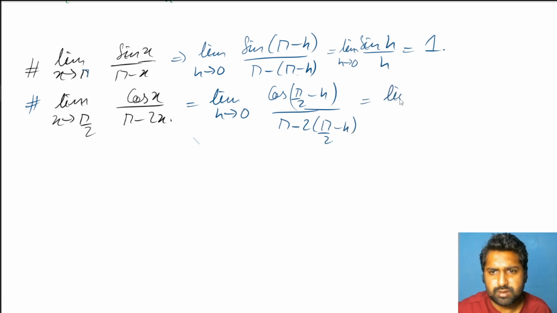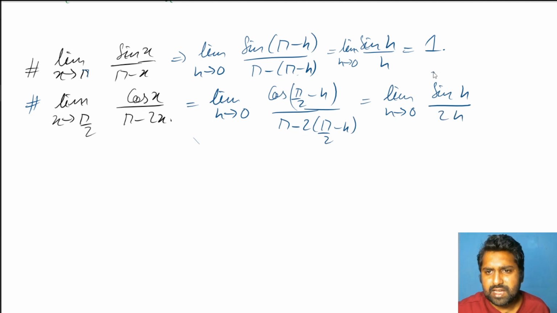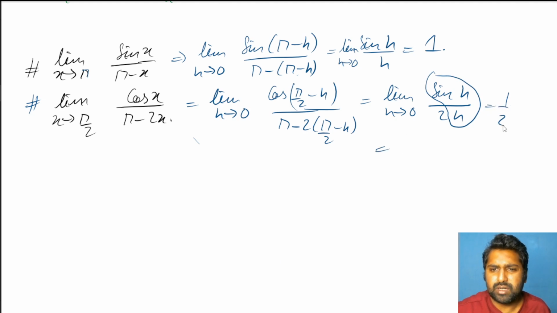This becomes limit h tends to 0. Cos 90, pi by 2 is 90, so cos 90 minus theta is sin theta, meaning sin h, upon this when multiplied by 2, pi will cancel, and negative 2 multiplied by negative h gives 2h. So sin h by h is 1, so the answer is 1 by 2. All right, let's see one more.